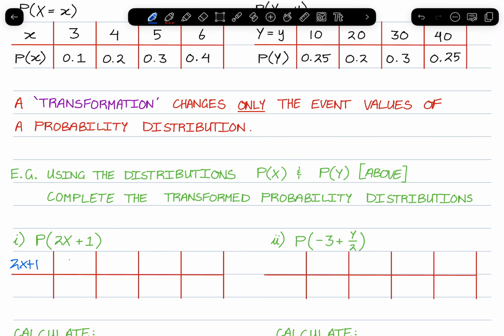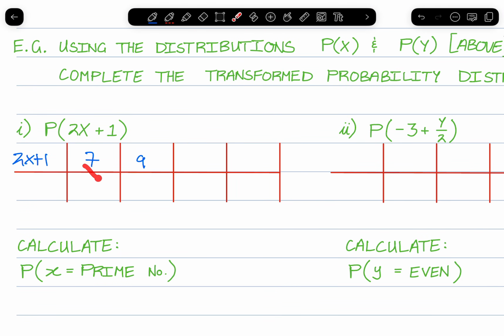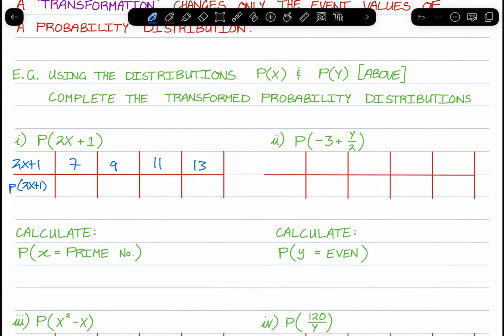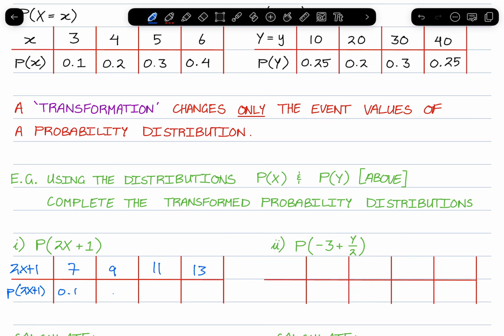2 times 3 is 6 plus 1 is 7. Same deal. 2 times 4 is 8 plus 1 is 9. And you can already see this is a linear graph. So the next ones are going to be 2 more, so 11 and 13. And so the probability of 2X plus 1 is the exact same. The probabilities themselves do not change. So 0.1, 0.2, 0.3, 0.4.